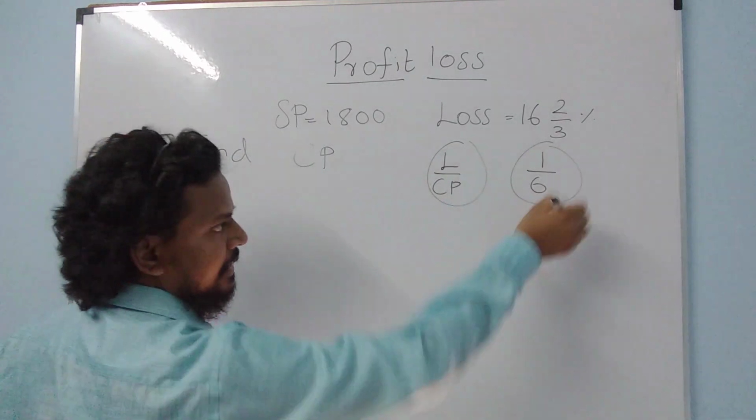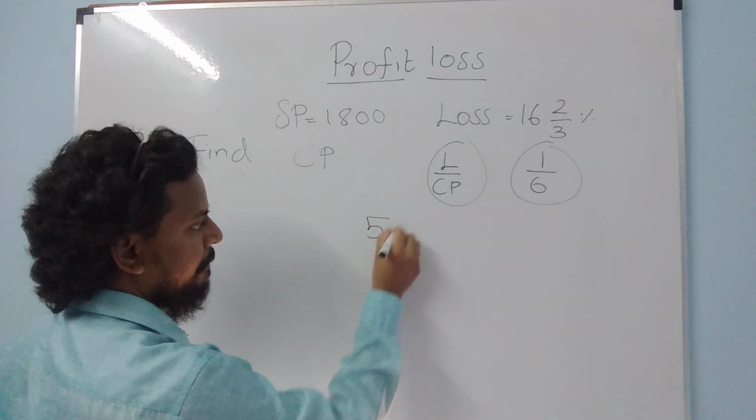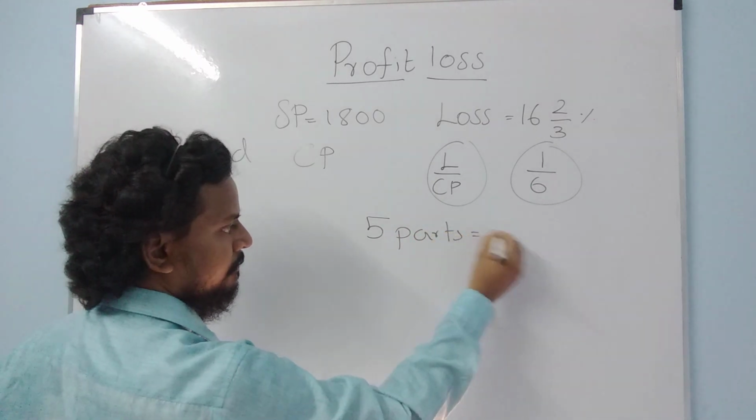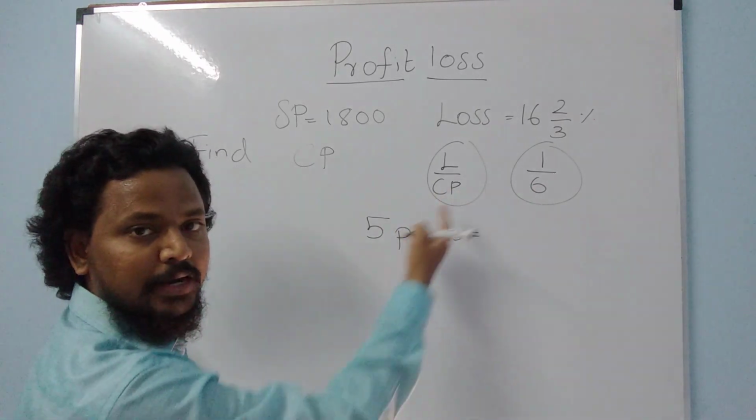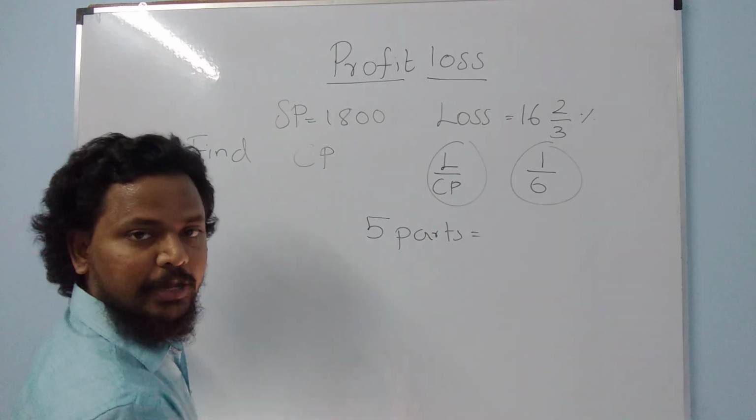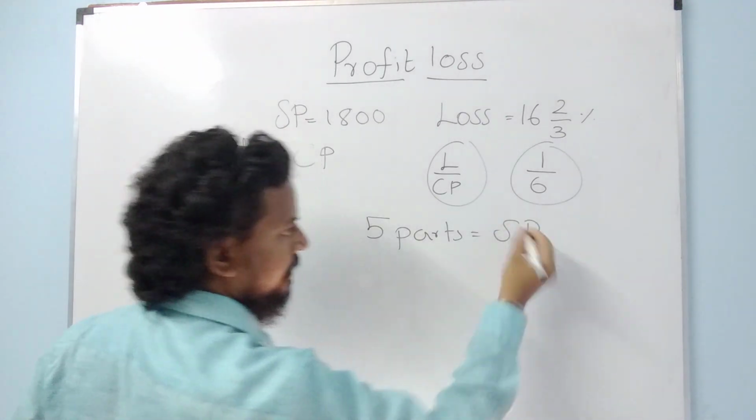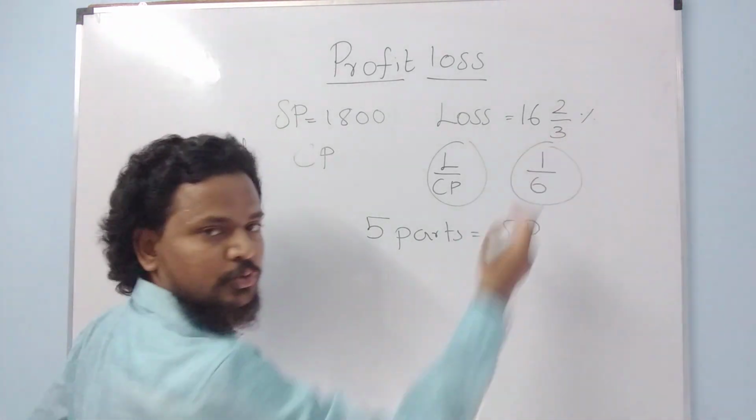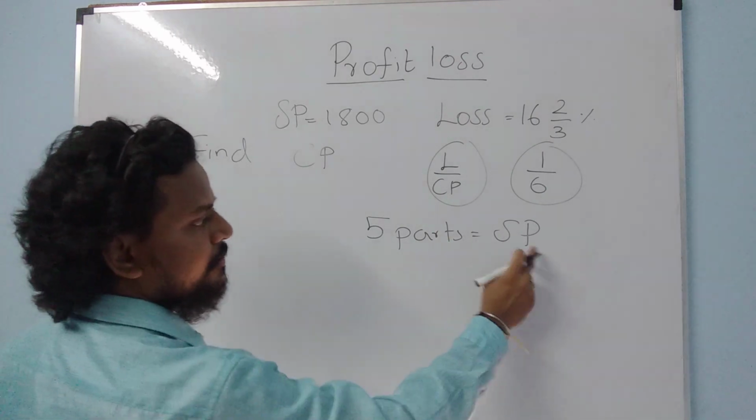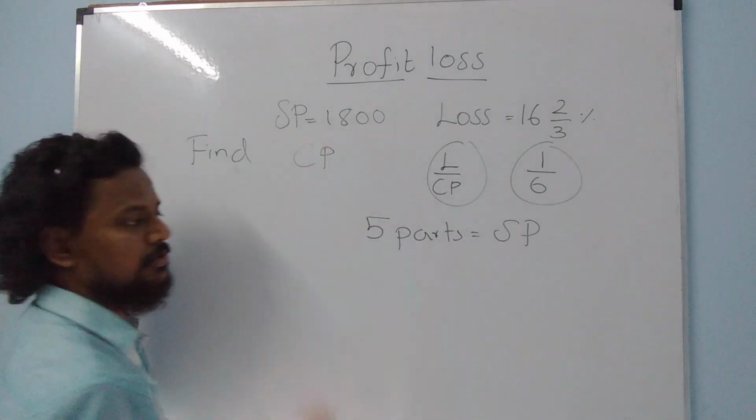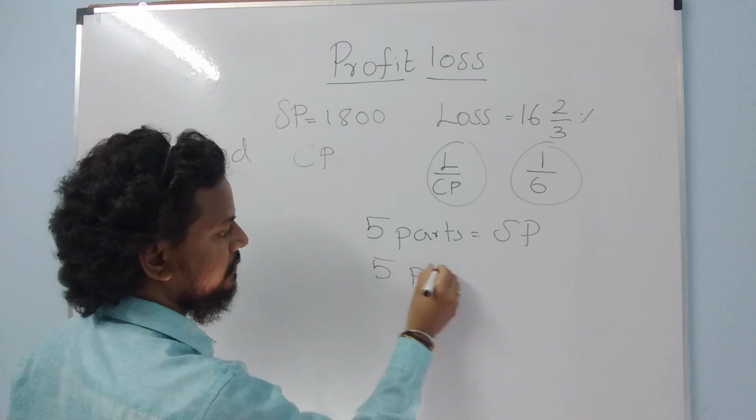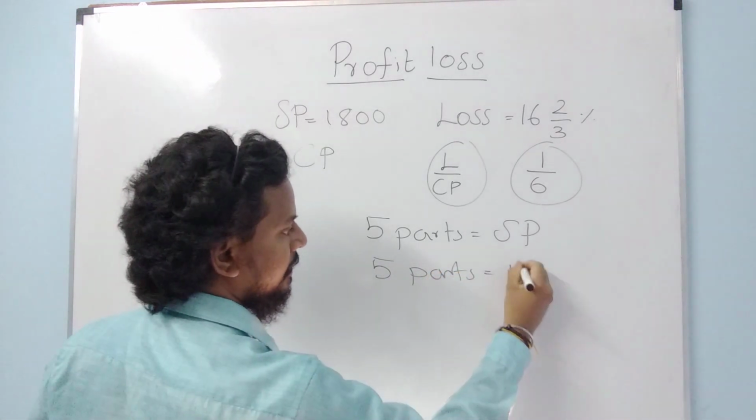So in this transaction, I get back only 5 parts, whereas I invest 6 parts. 6 parts is my CP. Then what is my 5 parts? Correct, SP. I invest 6 parts, I lost 1 part, so I get back 5 parts, which is my SP. SP is given as 1800. So 5 parts equal 1800.